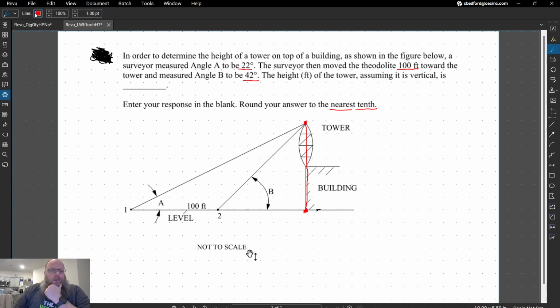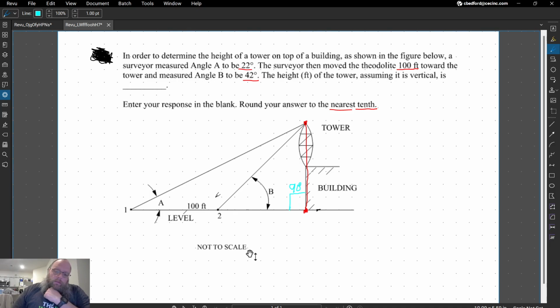All right, so in order to solve that, what I need to look for is a triangle. Right triangles are usually the easiest way to solve something. Looking here, I have a 90-degree angle, because I know that this is vertical and I know that this is level. So they're telling me that this is the equivalent of a 90-degree triangle.